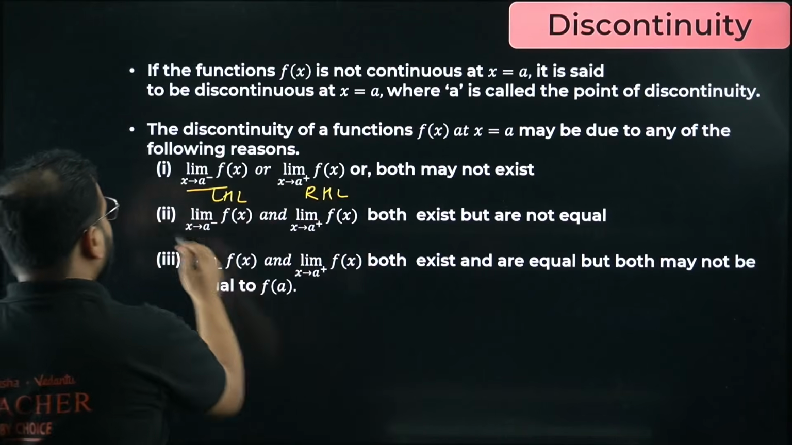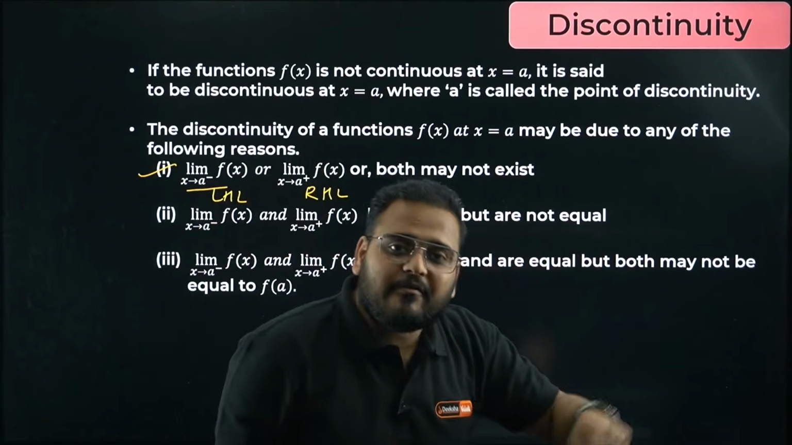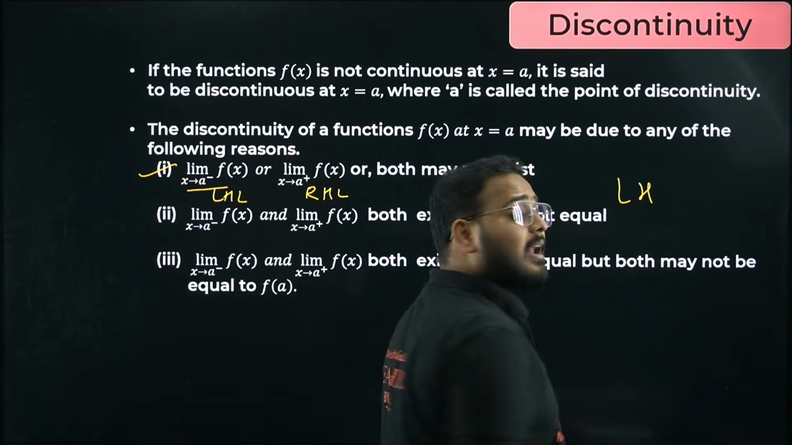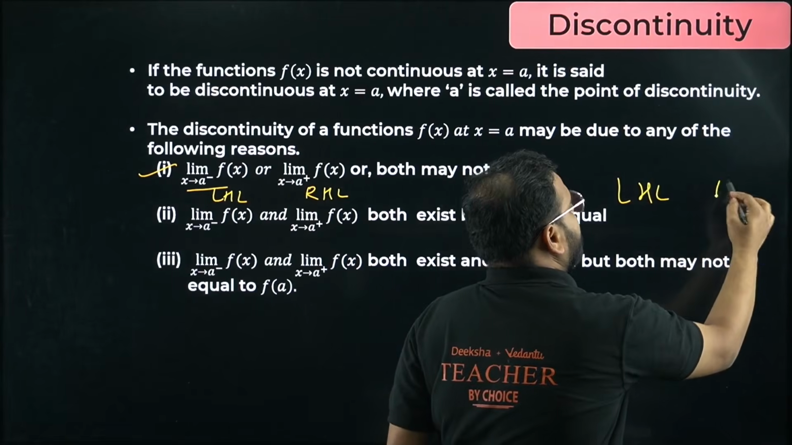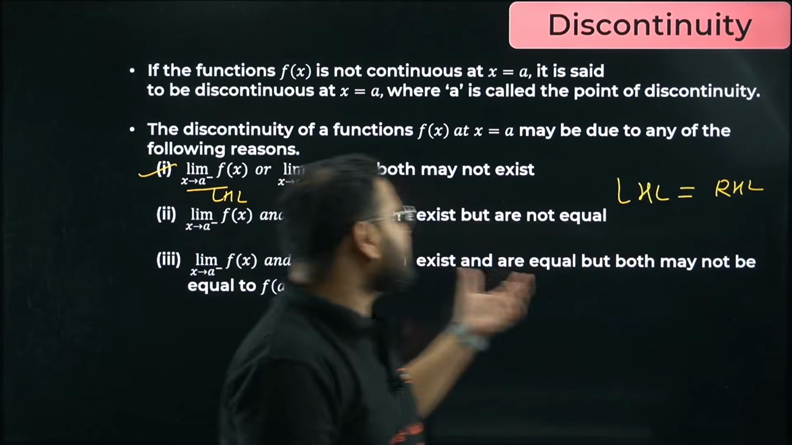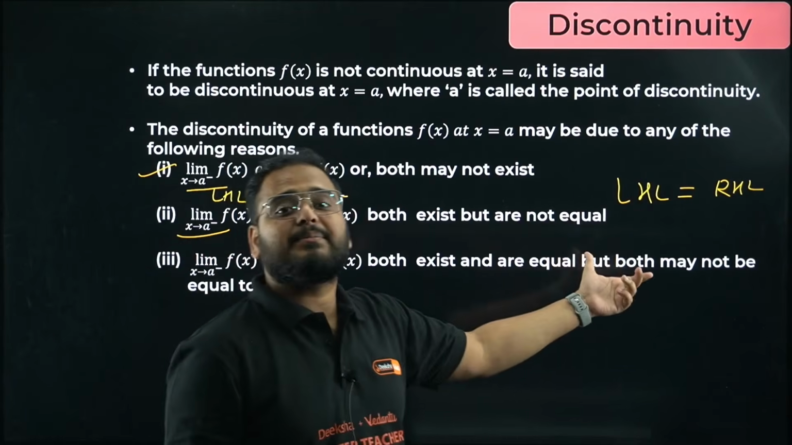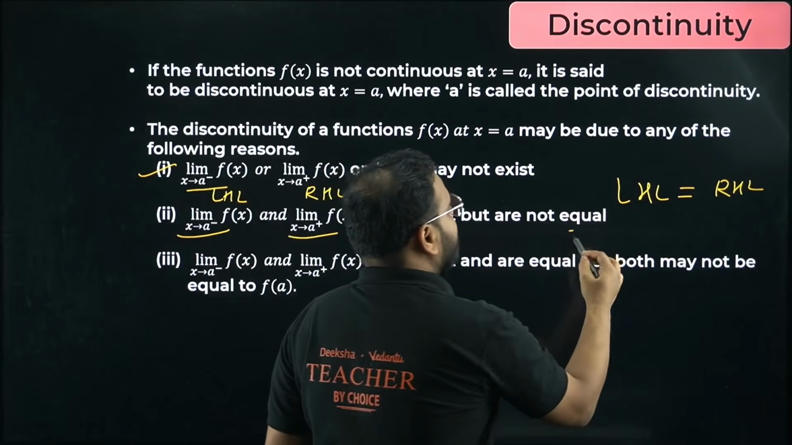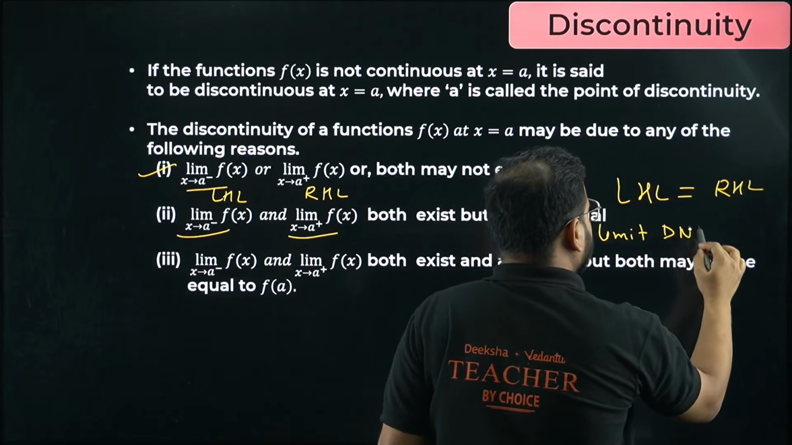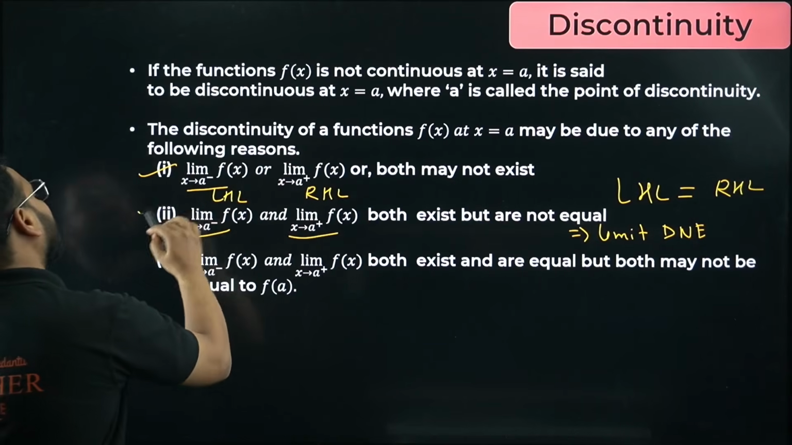Next point: both limits exist but are not equal. How do we define that a function's limit exists? When LHL exists and RHL also exists, and they are both equal, only then the limit exists. So if both exist but are not equal to each other, it means the limit does not exist. So even the second point is a reason for discontinuity.